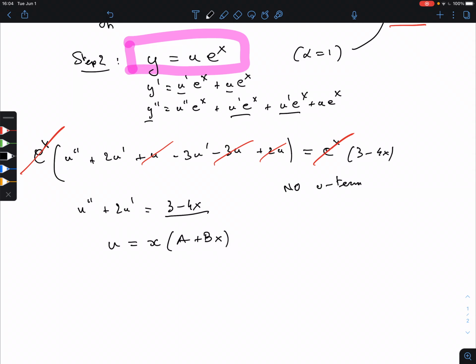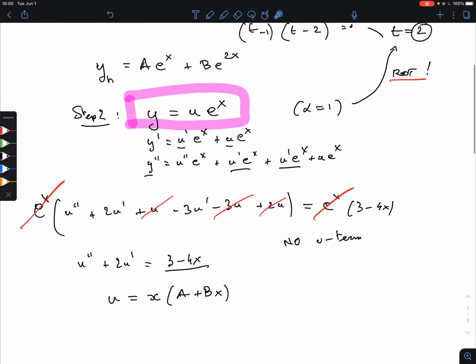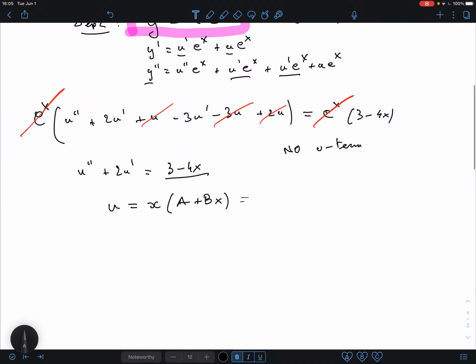Okay, so I repeat, this x comes from the fact that there is no u term. That's what you do if there is no u term. That is what you do if alpha is a root of the equation. What is this part? This is a polynomial with general coefficients, or indeterminate coefficients, of the same degree as the polynomial that you have here. Now, this is what we're going to work out.